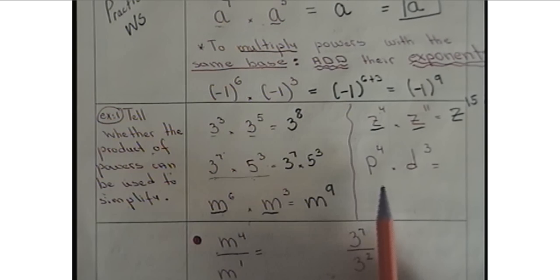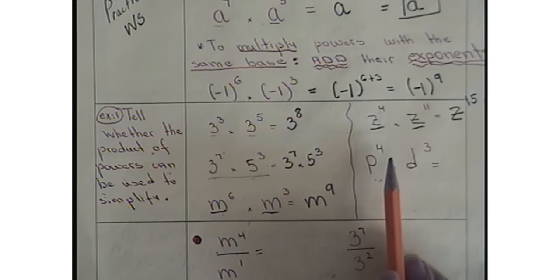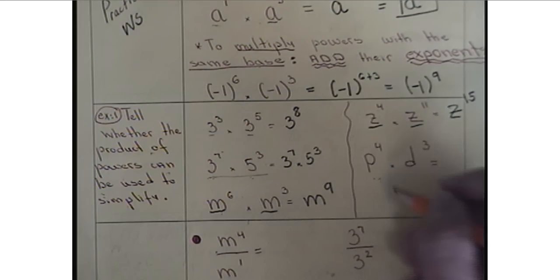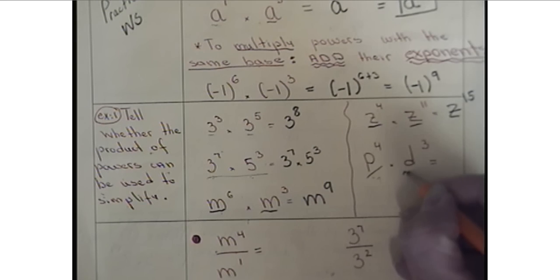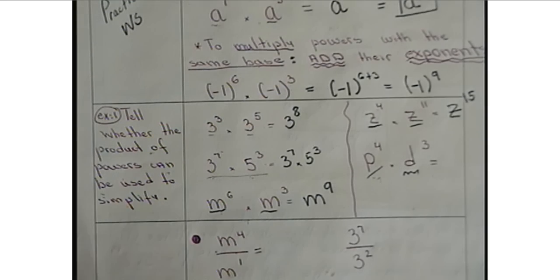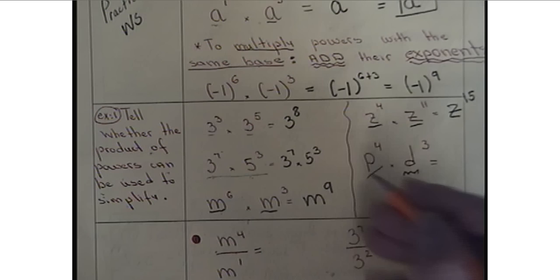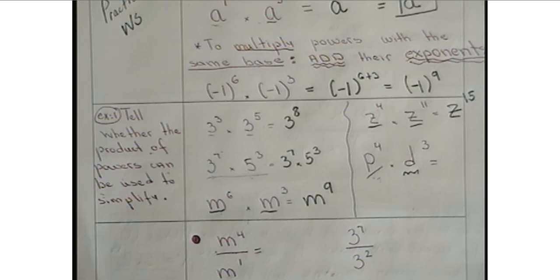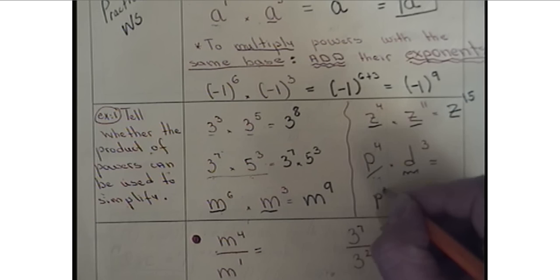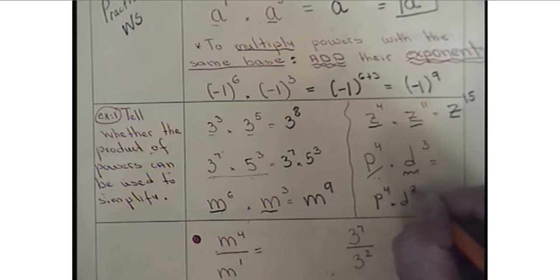The following example, p to the 4th times d to the 3rd. Well, this base is different from this one. So again, we can't add those exponents, we can't combine them. The answer will stay the same. That's what we have: p to the 4th times d to the 3rd. That's all.